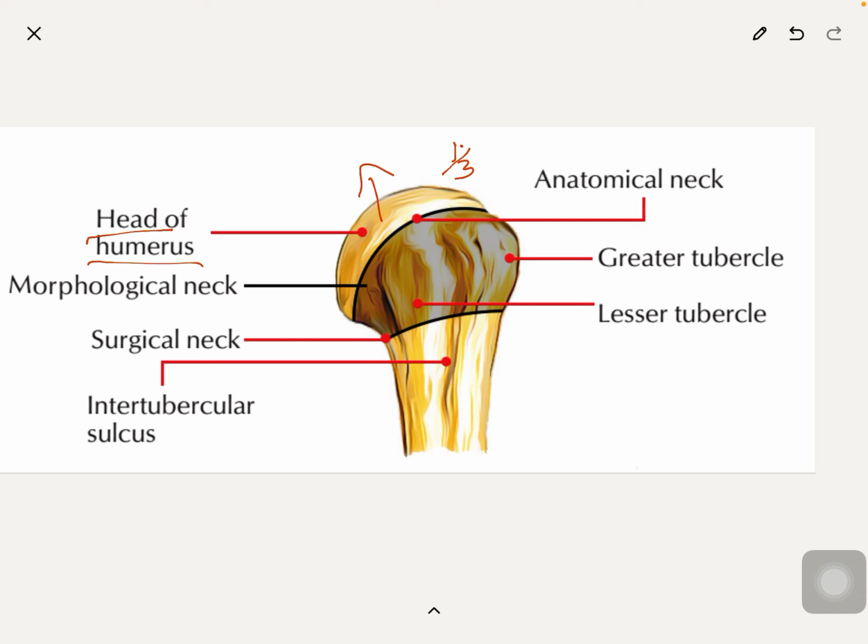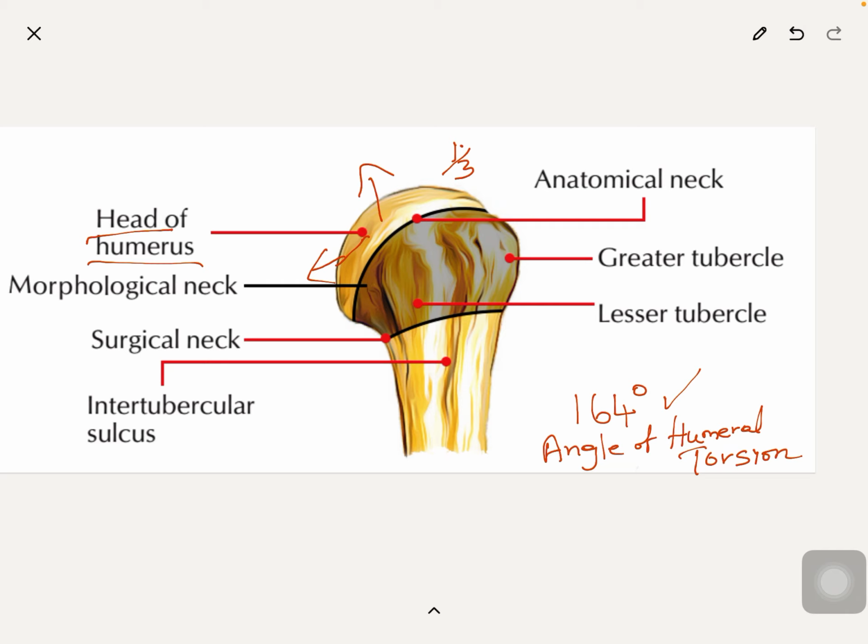The important part in this head of the humerus is the axis of the humeral head. This axis makes an angle of 164 degrees with the lower end of the humerus. That is called the angle of humeral torsion. This will be asked in the viva in the osteology of the humerus, so that point you should know. The angle of the humeral head with the lower end of the humerus is called the angle of humeral torsion, which is about 164 degrees. So we have completed the head of the humerus.